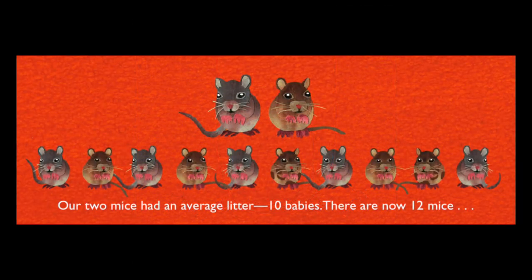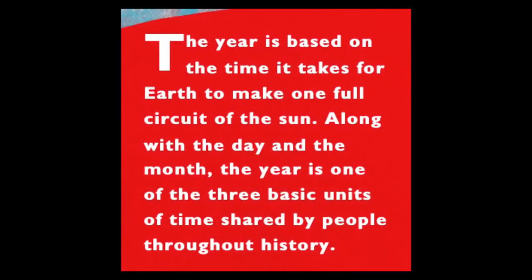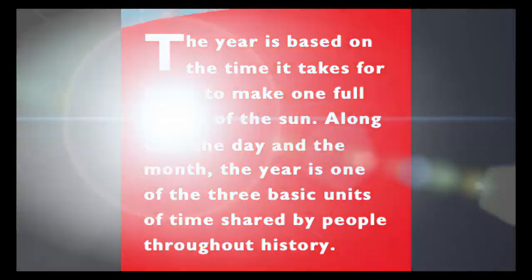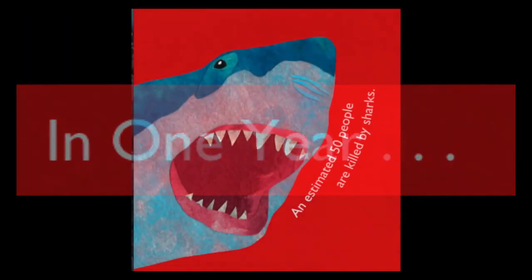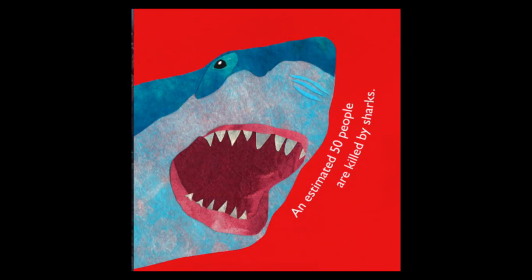In 1 month, our 2 mice had an average litter. There are now 12 mice. The year is based on the time it takes for the Earth to make one full circuit of the Sun. Along with the day and the month, the year is one of the 3 basic units of time shared by people throughout history. In 1 year, an estimated 50 people are killed by sharks.